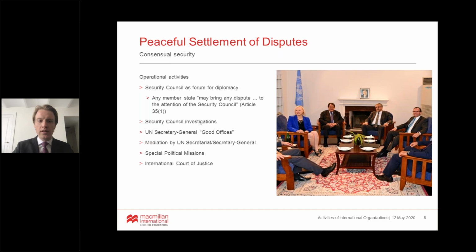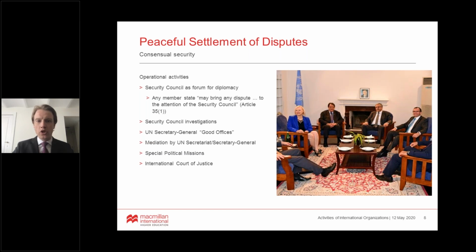But the UN Secretariat and Secretary General can also go a step further and launch active mediation efforts. So within the Secretariat, there's a mediation unit with mediators who might fly all over the world and try to settle conflicts through mediation. Indeed, getting the conflicting parties to talk during peace talks, trying to come to peace agreements, and settle conflicts through peaceful means.